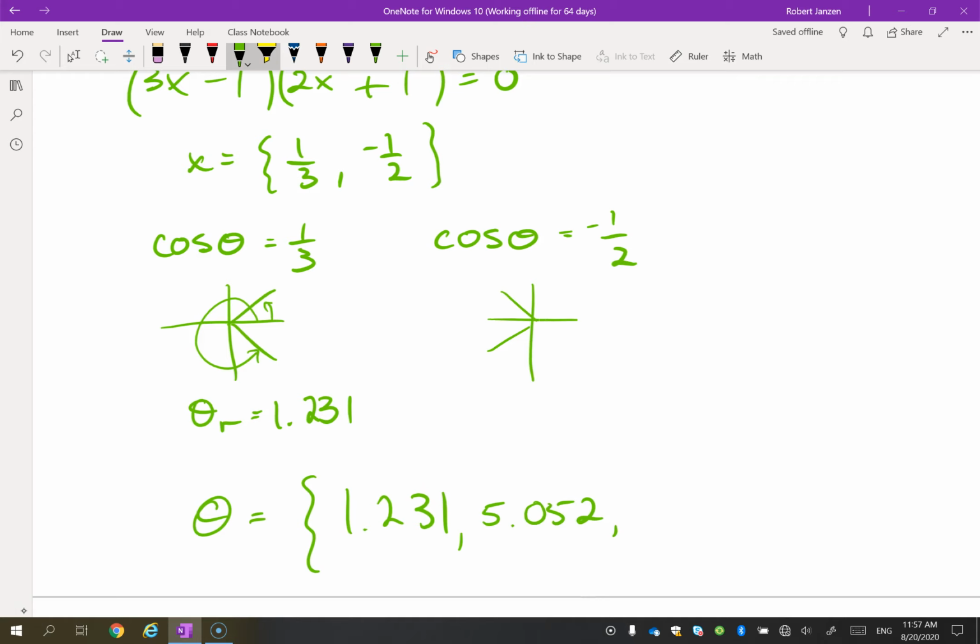Do this one. I recognize that this is an exact value. Where is cosine equal to 1/2? It's at pi by 3. So I'm going to have 2 pi by 3 and 4 pi by 3.